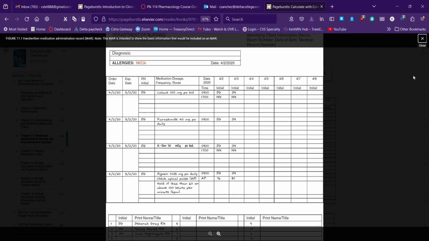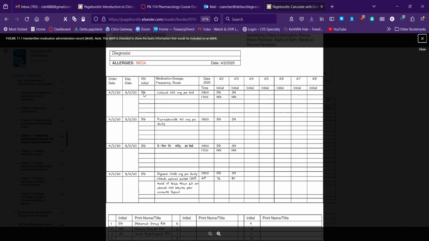I hope y'all can see what's on my screen right now. Then you're going to have the order date. This is when the order was written, and this is when it's going to expire. So the order was written on 4/2/20, which means it's good until 5/2/20. They're not going to give this medication anymore after 5/2/20.